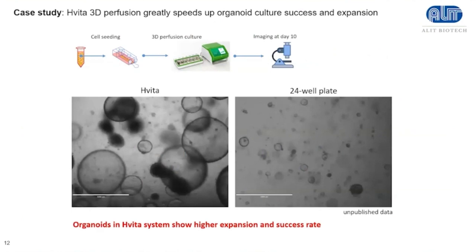And this is an example from one of our customers. Cells from primary tissue were seeded into our organoid factory chips and then placed into the HIVITA system for continuous 10 days of perfusion culture. And we can see that the organoids in HIVITA system were larger and in better condition compared to the traditional well plates, proving that organoids in HIVITA system show higher expansion and success rate.